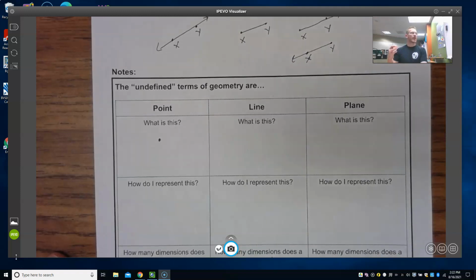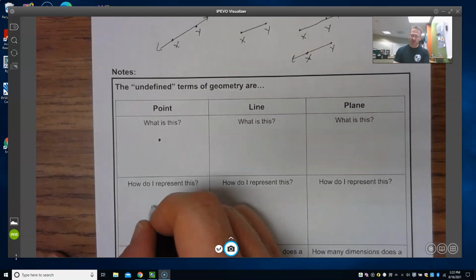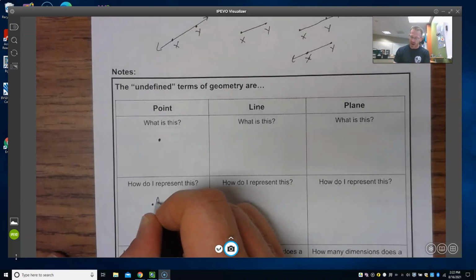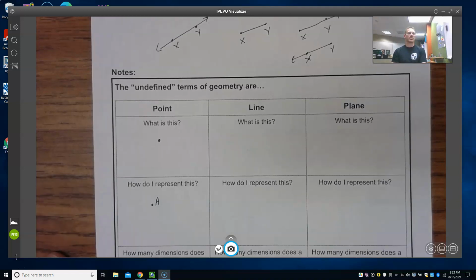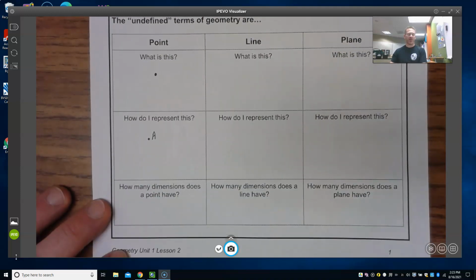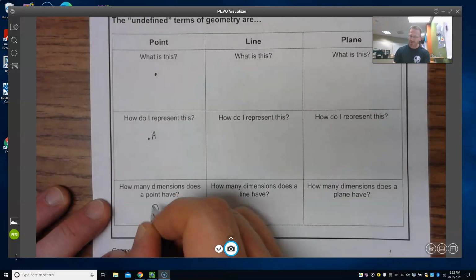Now, how do I represent a point? Typically, with notation, we put a capital letter by that point. We say point A, point B, and we use just our normal alphabet, and you see those letters like that. Now, how many dimensions does a point have? Well, technically a point has 0 dimensions, because I can't go anywhere.